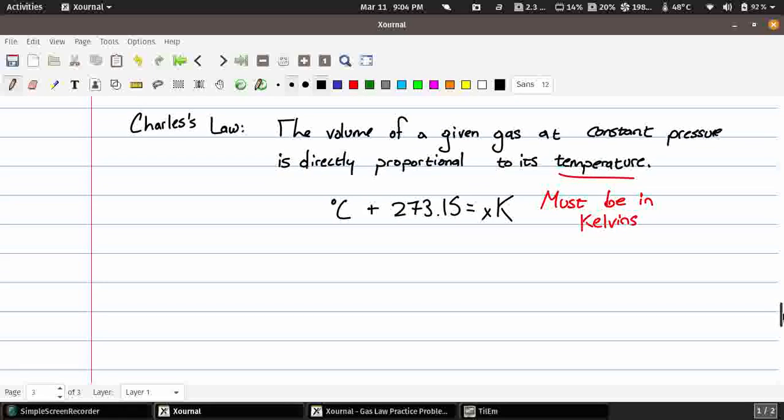All right. So because it's directly proportional, we're going to write V and we're going to write T because our pressure is constant. If the volume goes up, the temperature goes up. If the temperature goes down, volume goes down. Think about a hot air balloon. When they heat the gas up, the balloon inflates. It's the same. That's the concept we're going with.